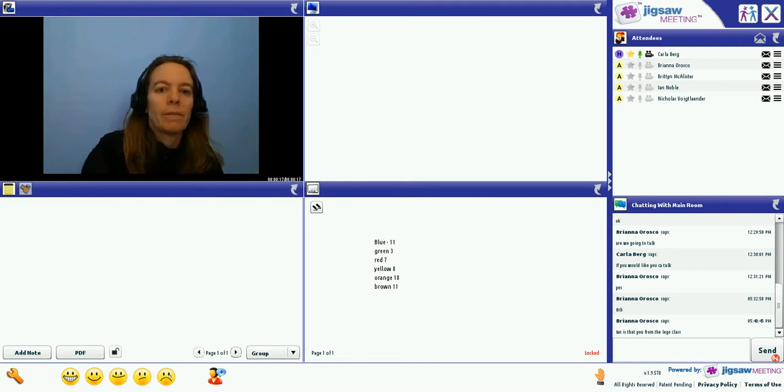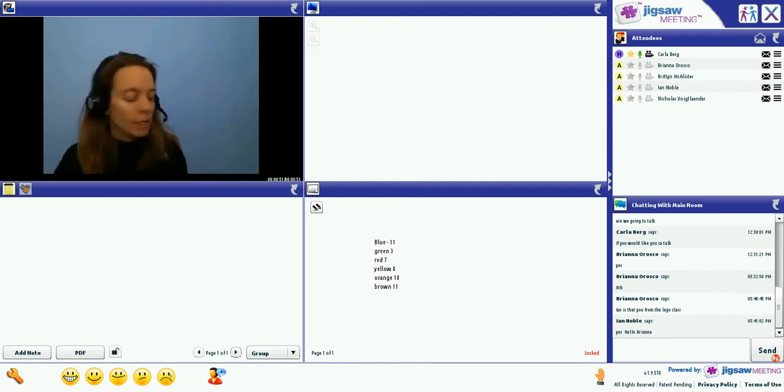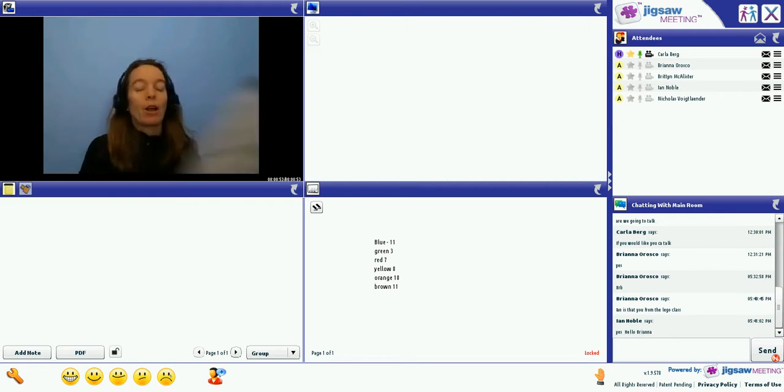Okay, so click yes when you have all your data. Go ahead and click yes when you have your data. All you're doing is counting your M&Ms, your Skittles, whatever you are using, and sorting them into piles based on color.